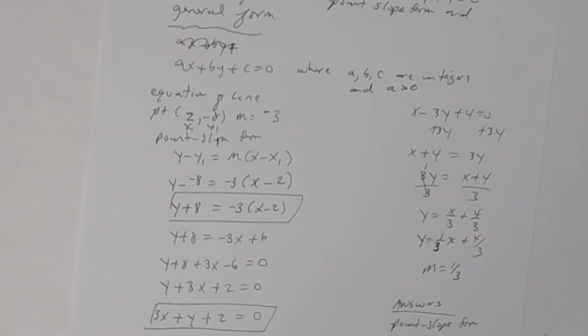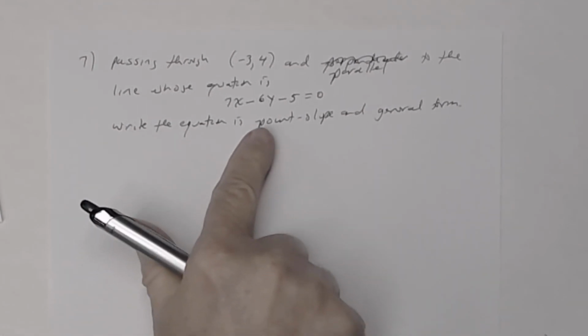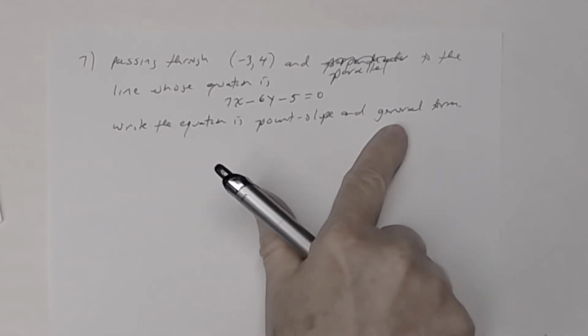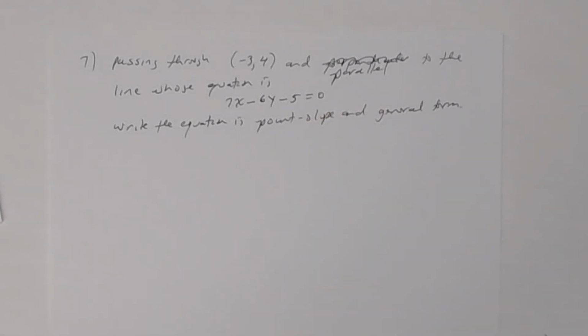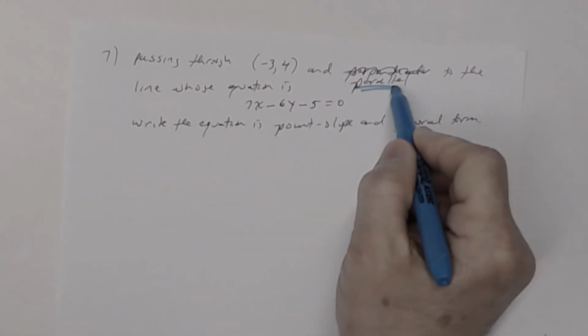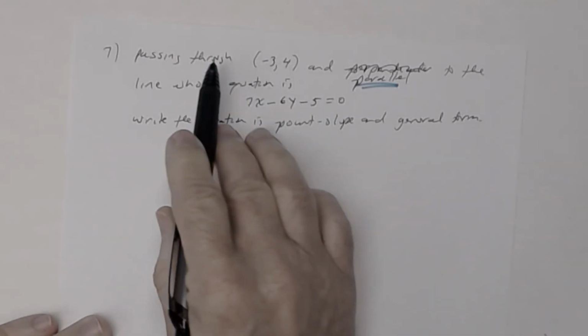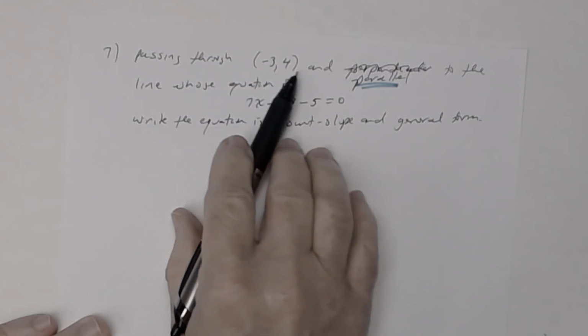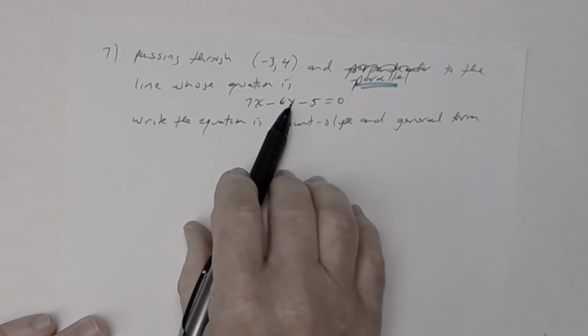All right. Okay, let's look at number 7. Okay, so number 7, same type of problem, point slope and general form again, except now the two lines are parallel. So let me go ahead and underline that. Those two lines are parallel. So you're told that this line that contains that point is parallel to the line that has this equation.